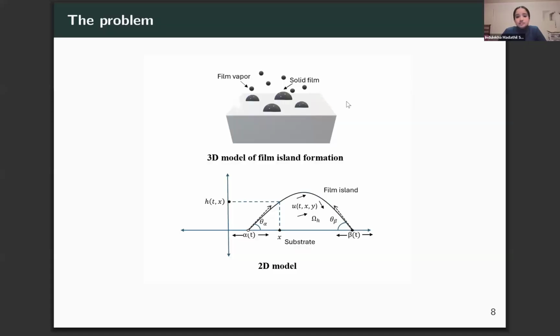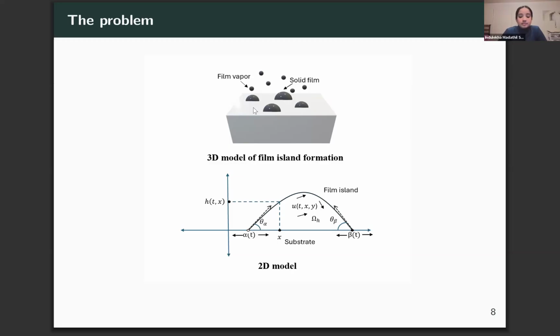Now let's go to the mathematical problem statement. This is a toy model picture of the film island formation. If we imagine taking a cross section of one of those film islands and look at the parameters of the contact points alpha and beta, the island height h, and the elastic displacement within the film u, we get an idea of the dynamics of the film depending on these four parameters.